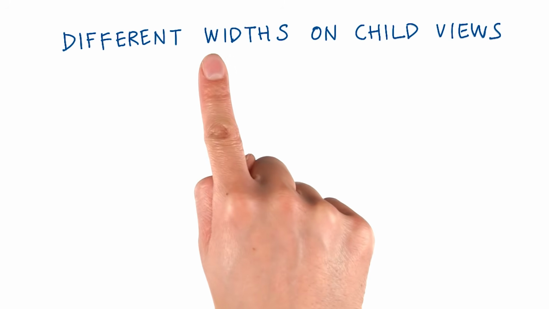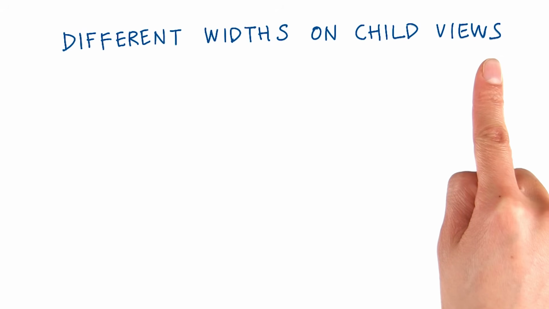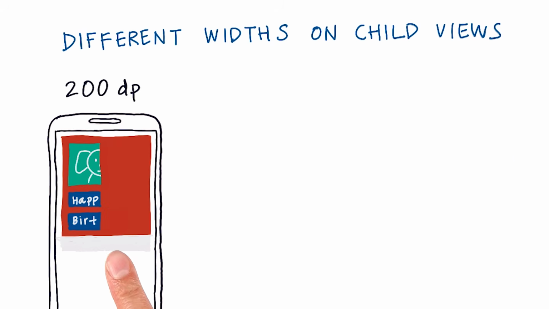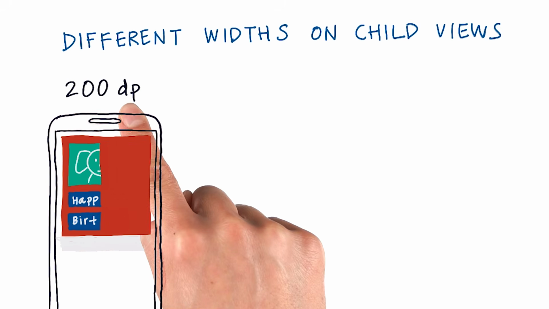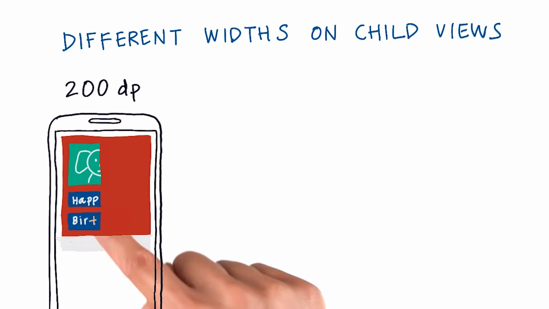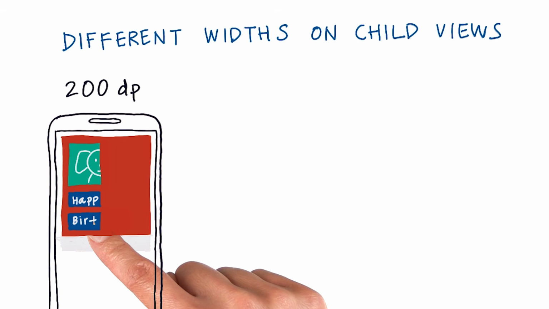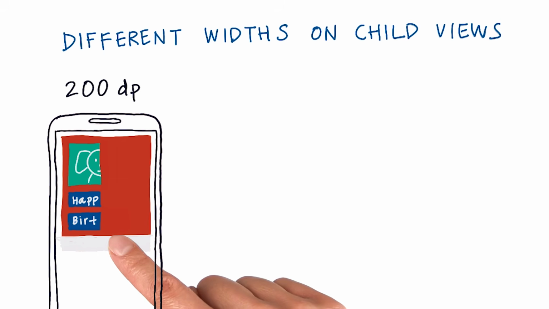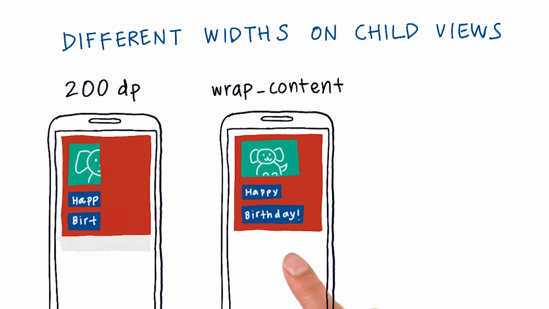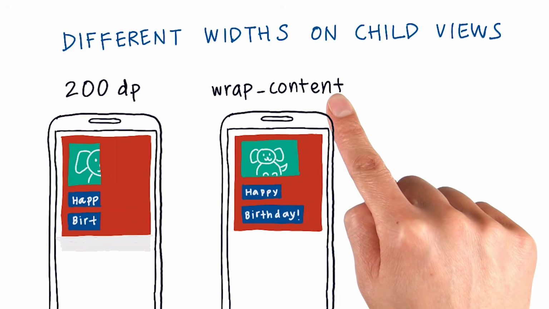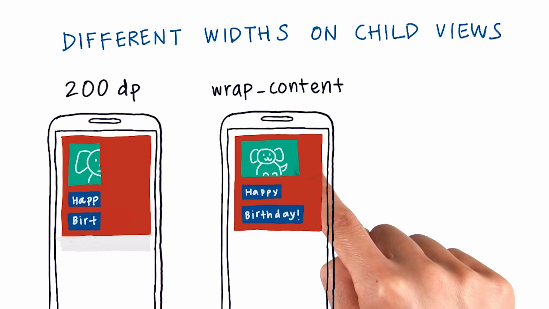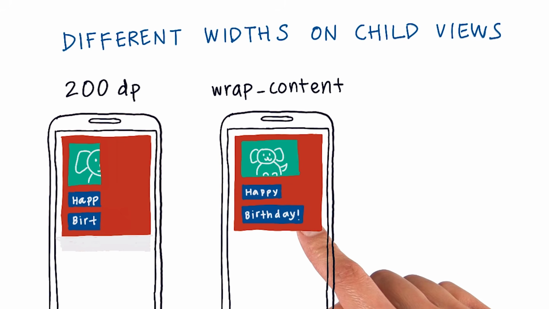Here are some examples of how setting different widths on the child views in a linear layout can affect the final user interface. In this example, we set each child view to have a fixed width of 200 dp. If the content inside each view is greater than 200 dp, then you run the risk of cutting some content off like this. In this example, we set each child view to have a width of wrap content. Now all the content is shown, but the width of each view really varies based on what's inside each view.